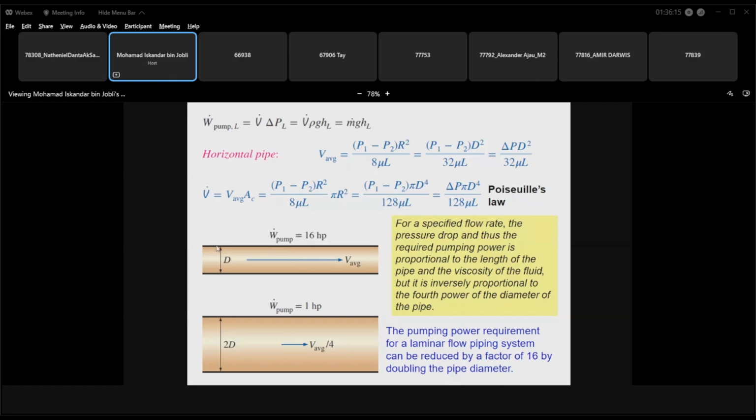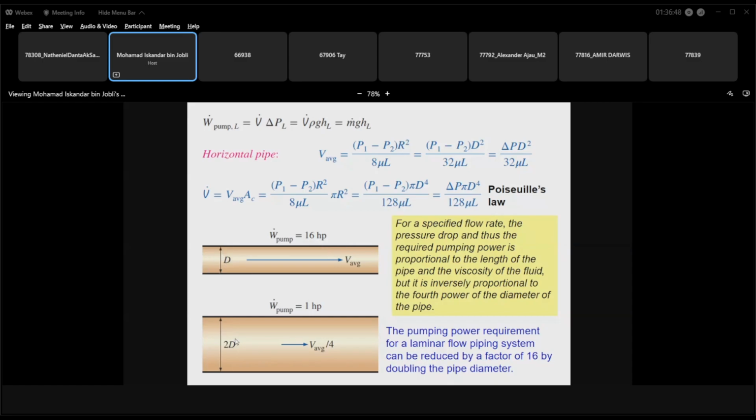You have one example, where D is smaller, and then by just increasing the D, have a look at the pump power. In the first scenario, the diameter is about D. Let's just say this one is 10 centimeters. The pump power needed to pump it is 16 horsepower. Can you imagine? It requires 16 horsepower in order to pump this.